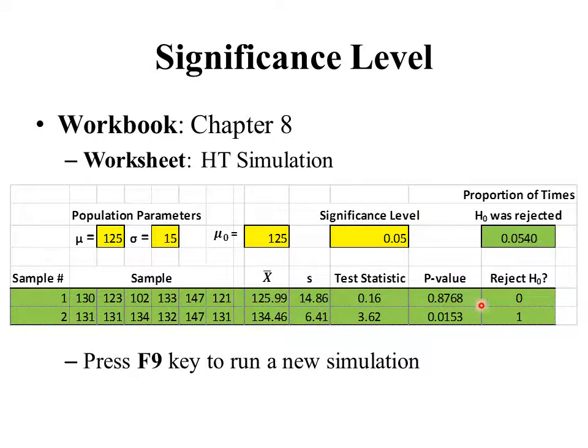Well, if we look at this first sample, this is a very large p-value, so we do not reject the null hypothesis. So in this case, we came to the correct conclusion of not rejecting the null hypothesis.